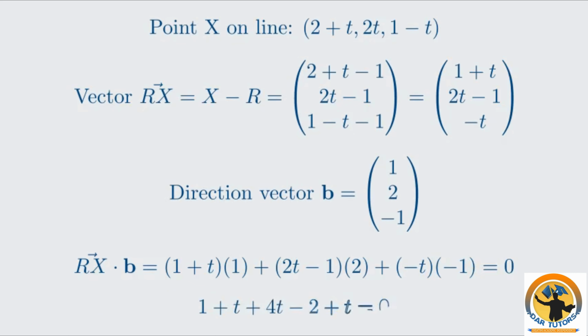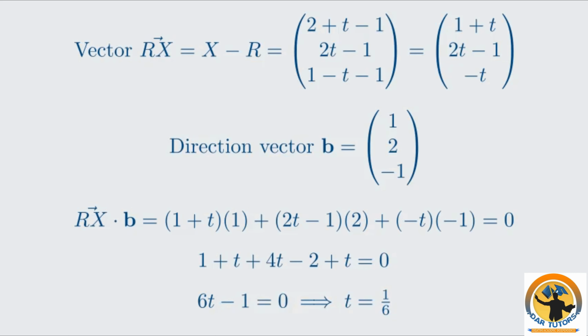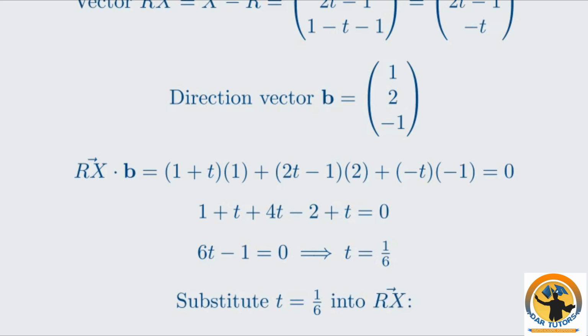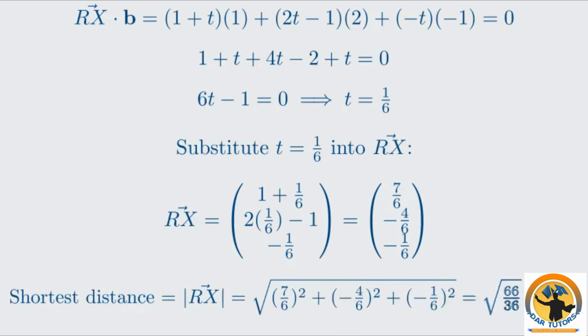We set the dot product of RX and B to 0. This gives us 6t minus 3 equals 0, so t equals 1/2. Now we find the vector RX for t equals 1/6. This gives us (7/6, -4/6, -1/6). The shortest distance is the magnitude of this vector, which is the square root of 66 over 6.